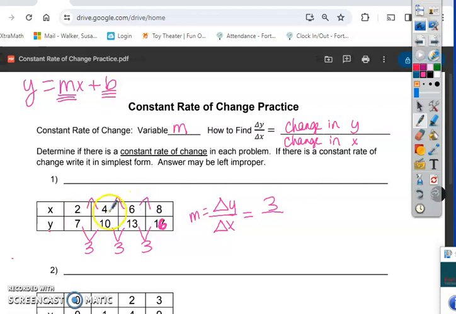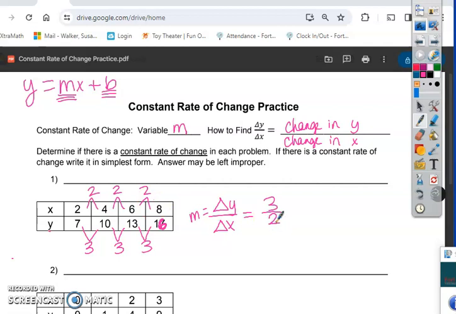If you look at 2, 4, 6, 8, how are those skip counting? Hopefully you can tell those are skip counting by 2. 2 plus 2 is 4. 4 plus 2 is 6. 6 plus 2 is 8. So the change in x actually goes down.